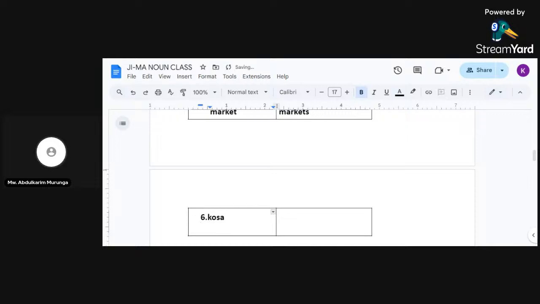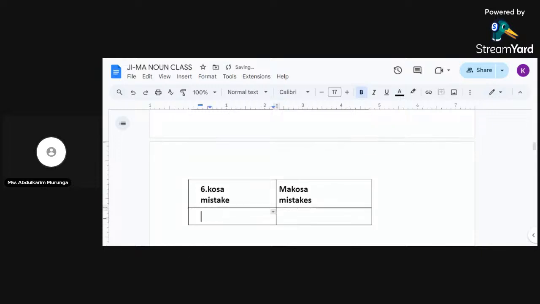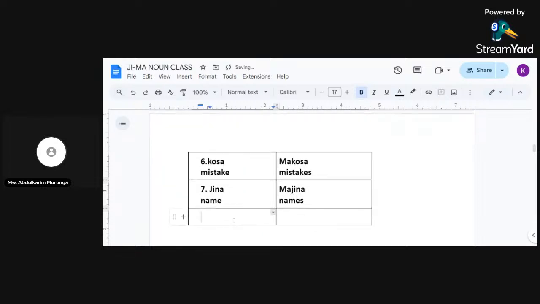Kosa, number 6. Kosa is a mistake. If there are many, we say makosa, mistakes. Another one that we cannot forget is jina, 7. Jina is a name. If there are many, majina, names. Number 8, swali is a question.